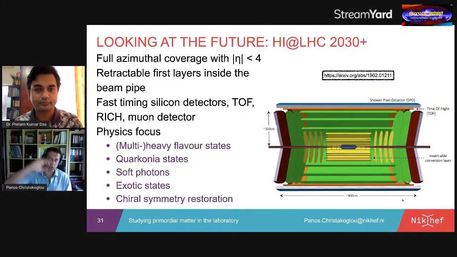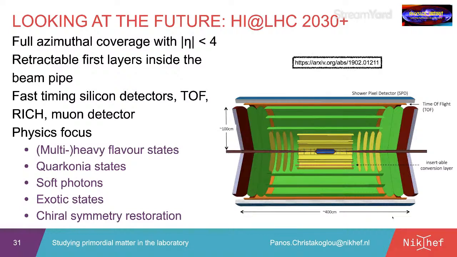Now, at the end of the day, even beyond 2030, there is a very first attempt to develop some thoughts about extending these studies at the LHC by first of all designing a new modern, very fast detector, which is going to focus on multi-heavy flavor states, quarkonia states, exotic states, and also one of the characteristic signatures of the strong phase transition, and that would be chiral symmetry restoration, which is quite elusive and so far has not been studied systematically in detail for very good reasons, of course.